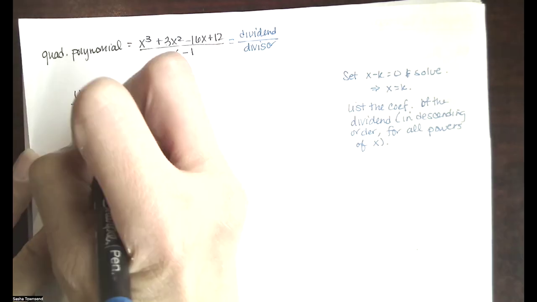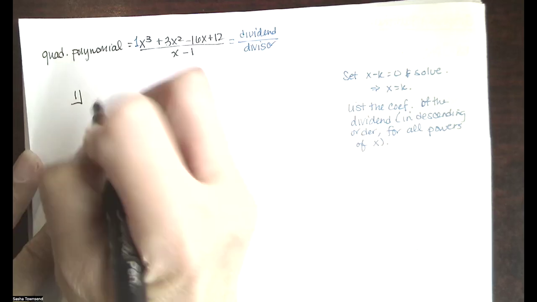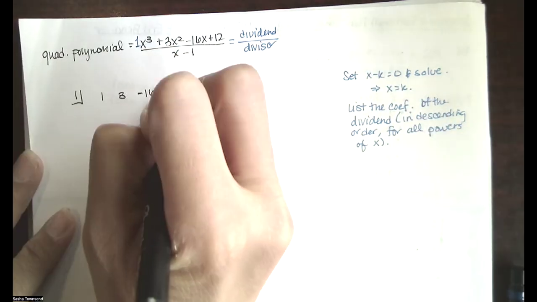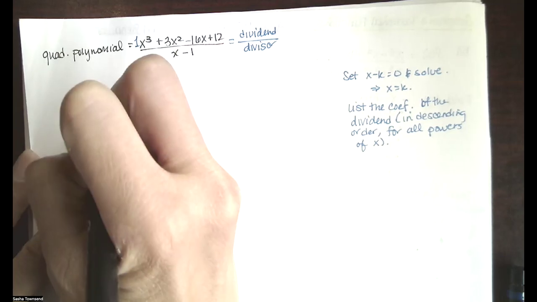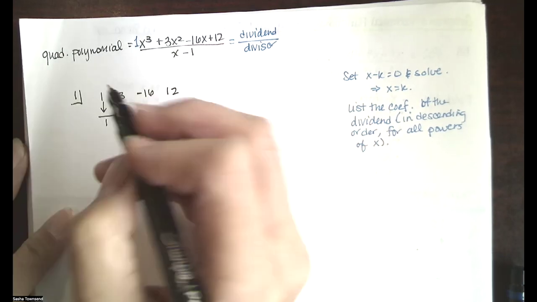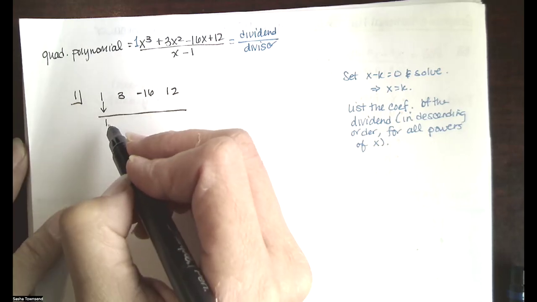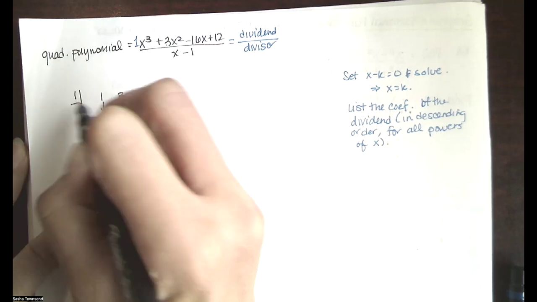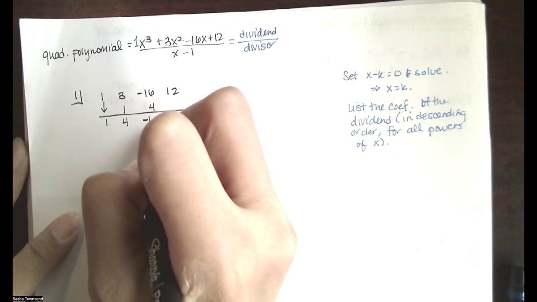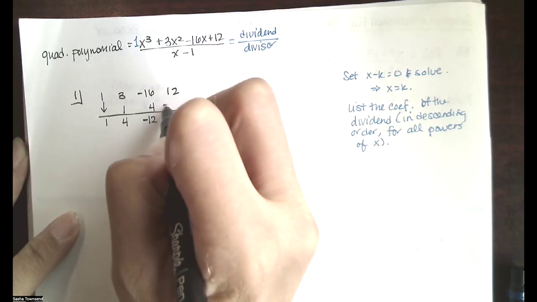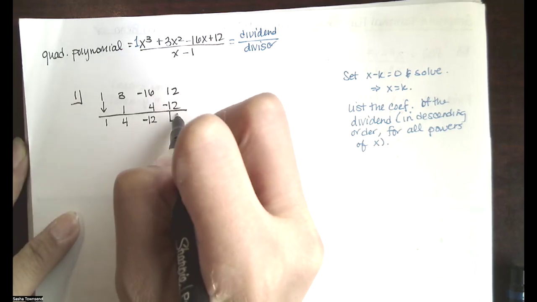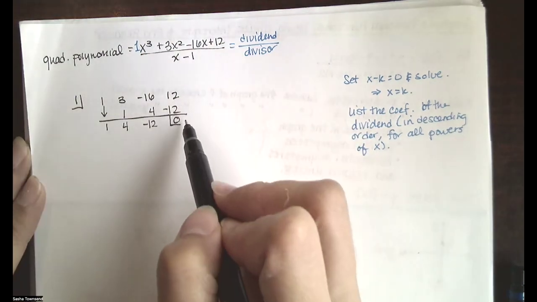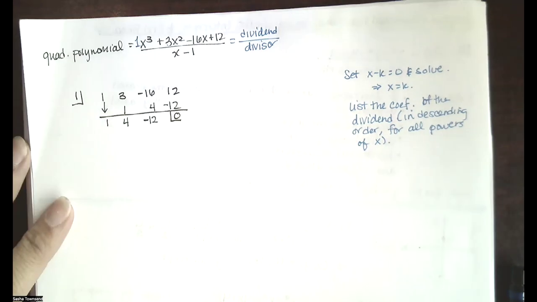So we'll list the coefficients. There's an implied 1 there. So we've got a 1, a 3, a -16, and a 12. Bring down the 1. And then after you bring down that leading coefficient, you just multiply, put that product here, and then you add. Multiply and add. Multiply and add. And if you've done everything correctly, and this is actually a root, you should get a 0 here. The number in this last space is the remainder.